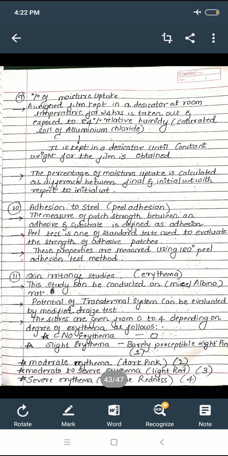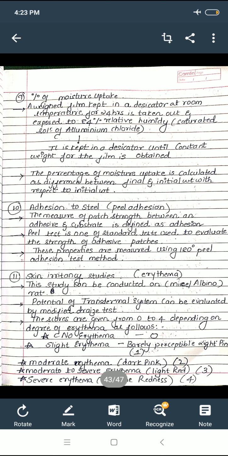Next is skin irritancy studies, erythema. This study can be conducted on mice or albino rats. The potential of the transdermal system can be evaluated by the modified Draize test. Here the scores are given from 0 to 4 depending on the degree of erythema as follows. If there is no erythema, then the score is 0.